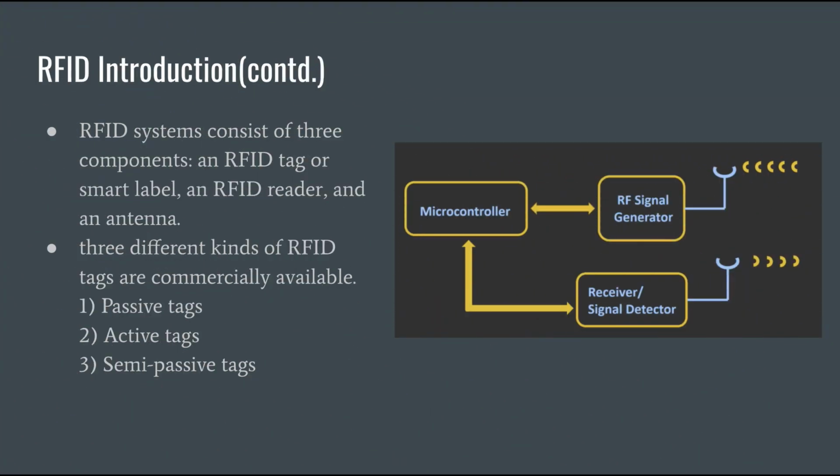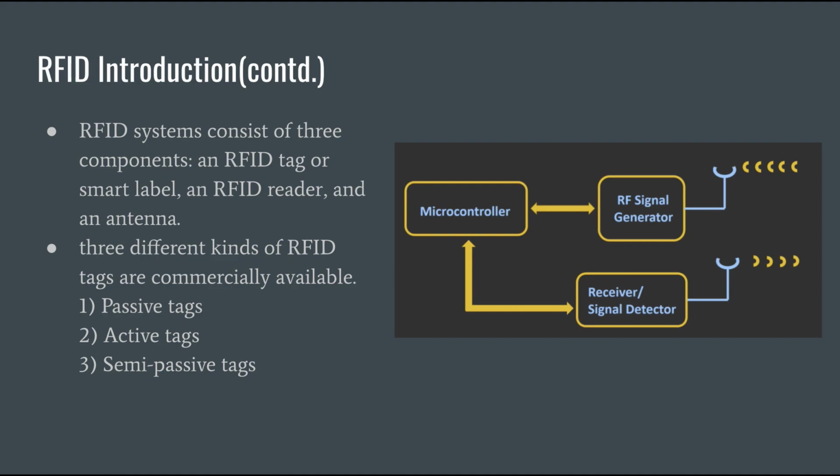At a simple level, RFID systems consist of three components: an RFID tag or smart label, an RFID reader, and an antenna. RFID tags contain an integrated circuit and an antenna, which are used to transmit data to the RFID reader. The reader then converts the radio waves to a more usable form of data. The information collected from the tags is then transferred through a communication interface to a host computer system, where the data can be stored in a database and analyzed at a later time.